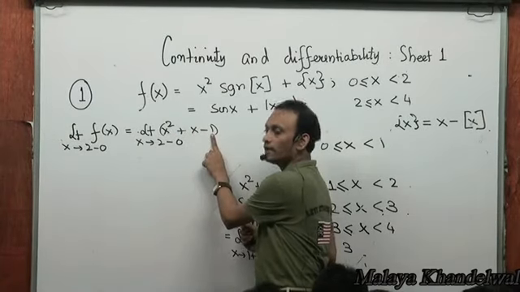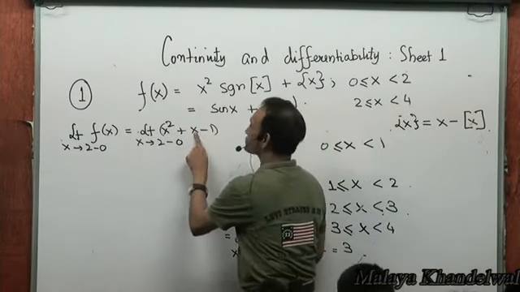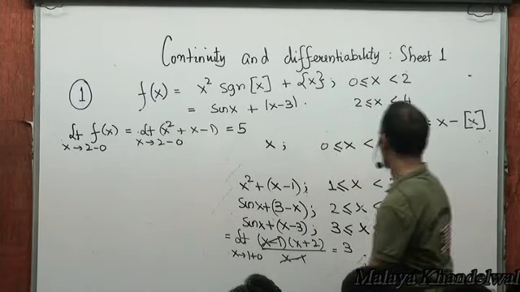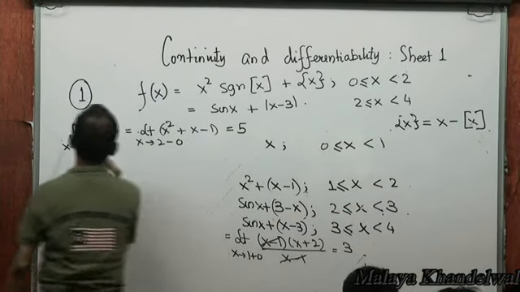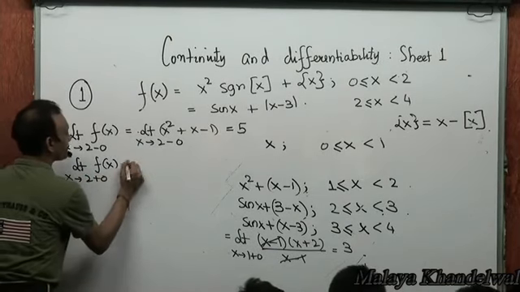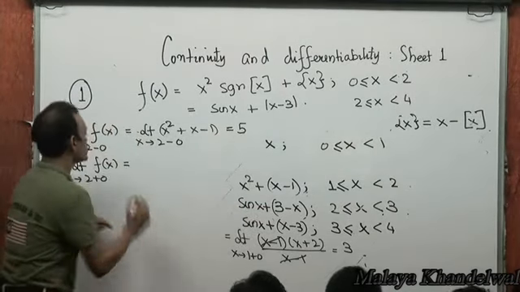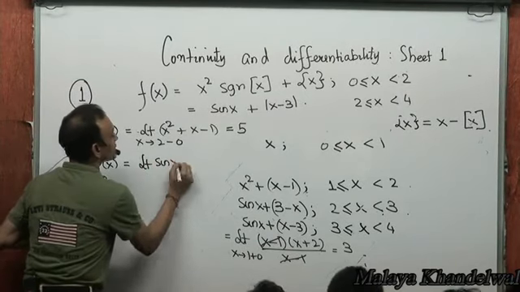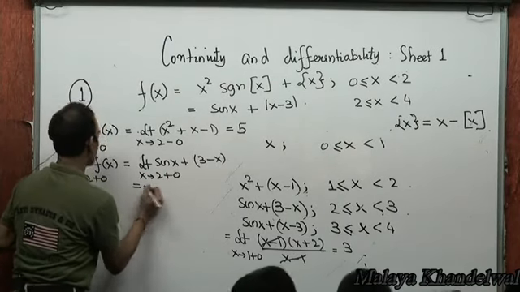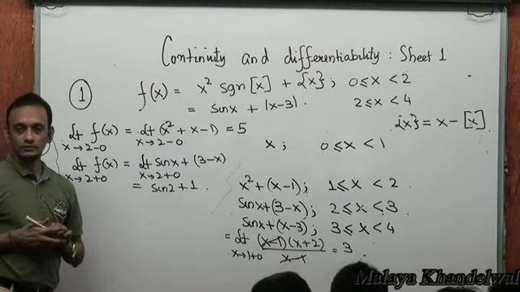Yes or no? Left hand limit is, see, as x tends to 2 from the less than 2 side is described by this, it will be 4 plus 2, 6 minus 1, 5, right? So the left hand limit at 2 is 5. Now the right hand limit at 2 obviously is not 5. Limit f(x), x tends to 2 from the greater than 2 side. Greater than 2 side is this, right? So this is going to be limit sine x plus 3 minus x as x tends to 2 from the greater than 2 side, which is like sine 2 plus 1. Sine 2 plus 1. Yes or no?